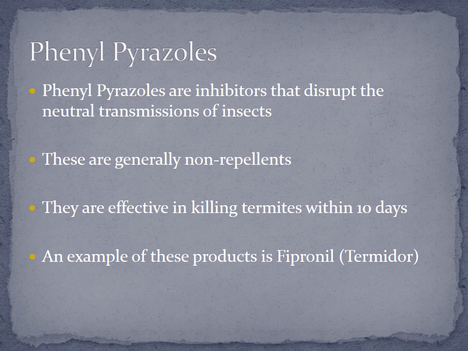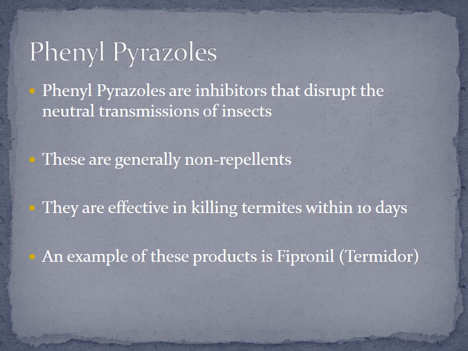These are generally non-repellents. They are effective in killing termites usually within about 10 days. An example of these products is fipronil or Termidor. Fipronil is the name of the actual active ingredient, and there's another product called Taurus that also has fipronil. Keep in mind, we're not necessarily plugging just one product, but I would say these are some of the most effective products you can ever imagine in killing termite colonies.